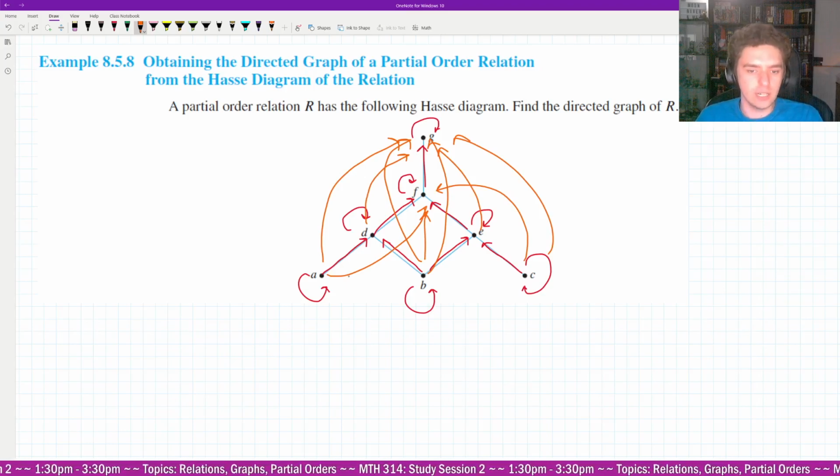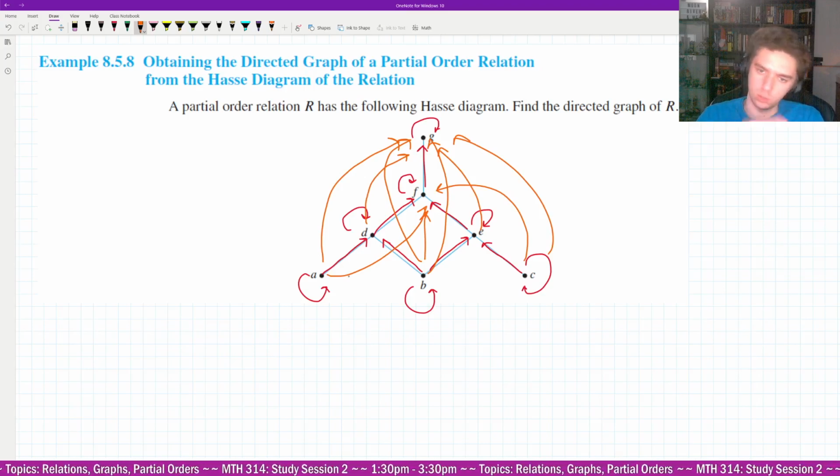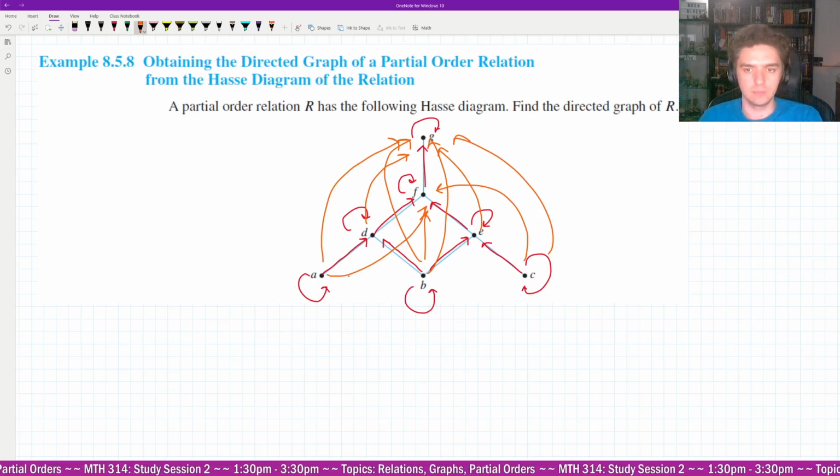So the orange here is my transitive lines. The red is my just normal relation lines, and also the reflexive lines. Notice there's no arrows down, right? Okay, the reflexive arrows kind of point down, but there's no actual arrow down.